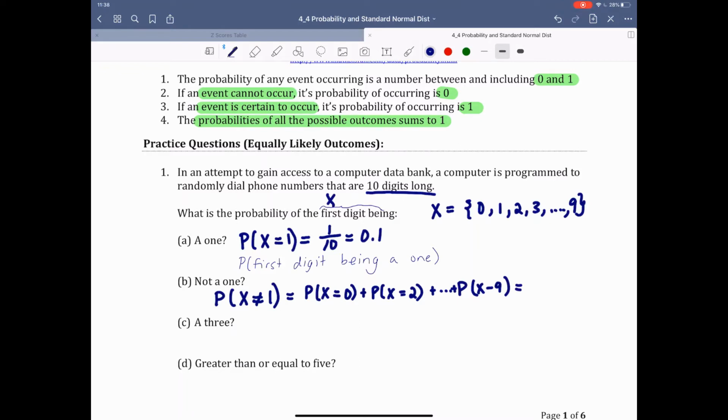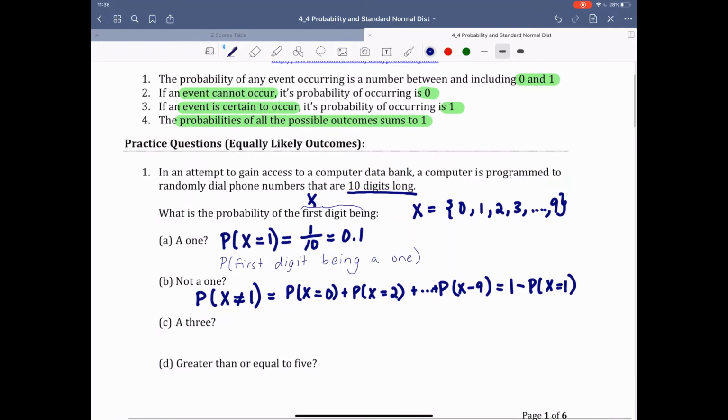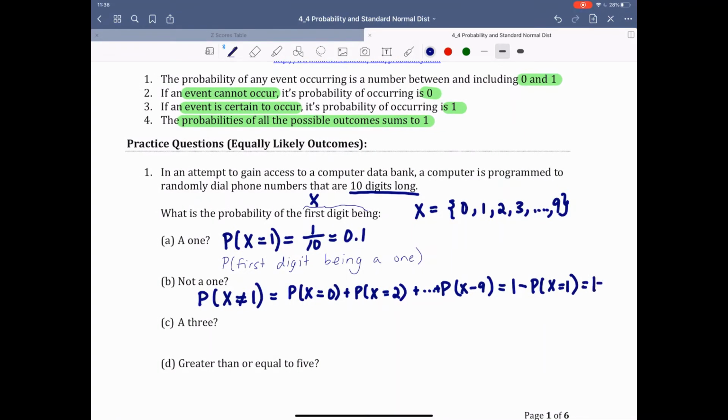So we know the probability of all possible outcomes is equal to 1. So what we can do is we want to know when it's not equal to 1, so you can take 1 and subtract out the probability of the first digit being a 1, which is 1 minus 0.1, since in part A we calculated the probability of the first digit being 1 was equal to 0.1. So our probability that it's not equal to 1 is 0.9.